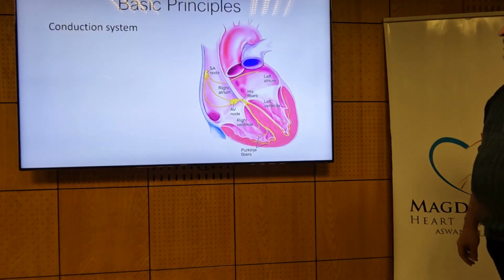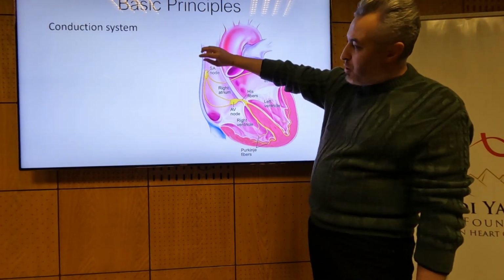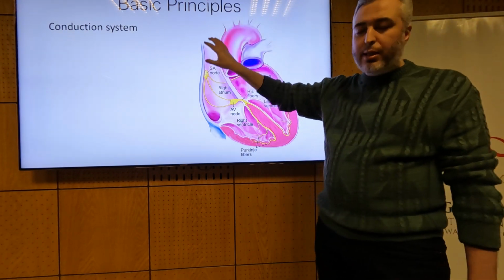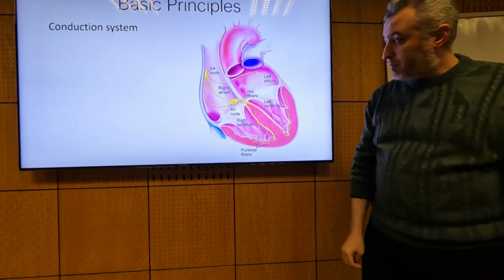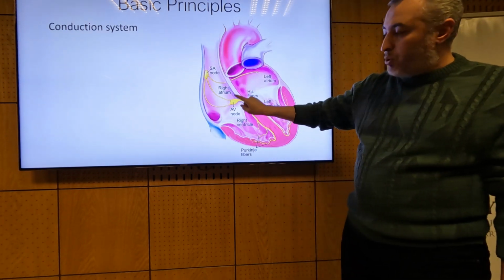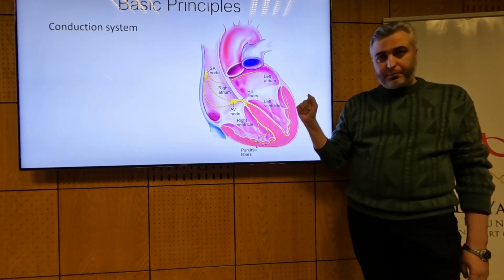So this is the basic view of the conduction system. The SA node is a group of specialized cardiac muscle cells at the junction between the SVC and the right atrium. Then the excitation wave will eventually reach the AV node, which lies at the base, the floor of the right atrium.